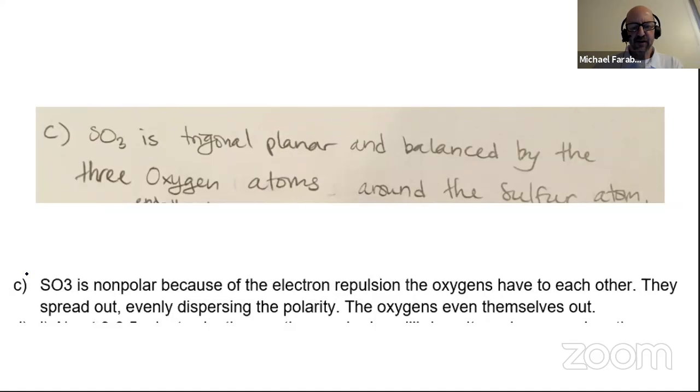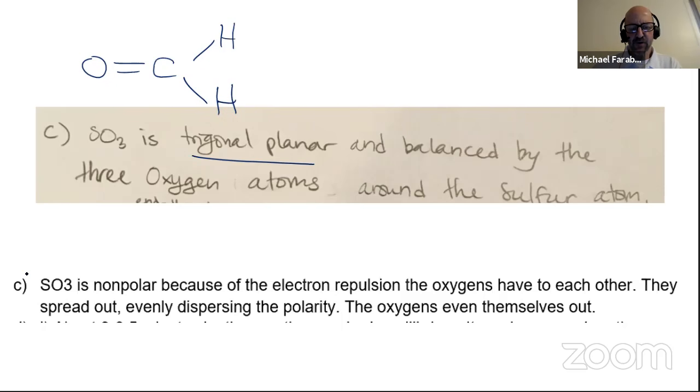SO3 is trigonal planar and balanced by the 3 oxygen atoms around the sulfur. Okay, so they never mentioned the dipole. I think it's nonpolar because it's trigonal planar is not sufficient, because I could easily draw a molecule that is trigonal planar and yet would be polar. So it's not enough to say it's trigonal planar. You should talk about the bond dipoles canceling each other out.